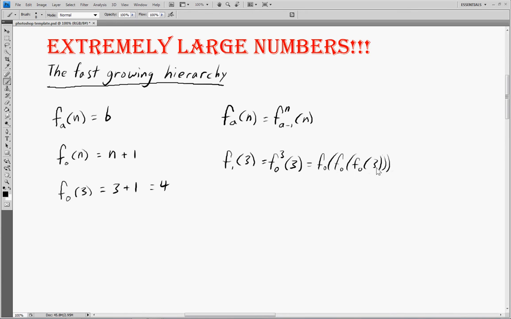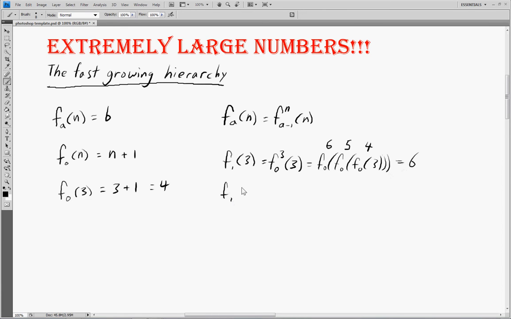The order of operations is fairly obvious here. We do the inside of the brackets first, and we work our way out. So what's f sub 0 of 3? Well, we already did this. It's simply the successor of 3, which is equal to 4. Let's put a little 4 up here, just so we know where we are. Now this 4 is inside the brackets of this one here. So now we take f sub 0 of 4, which is 4 plus 1, which equals 5. f sub 0 of 5 is equal to 6. So this is going to equal 6.